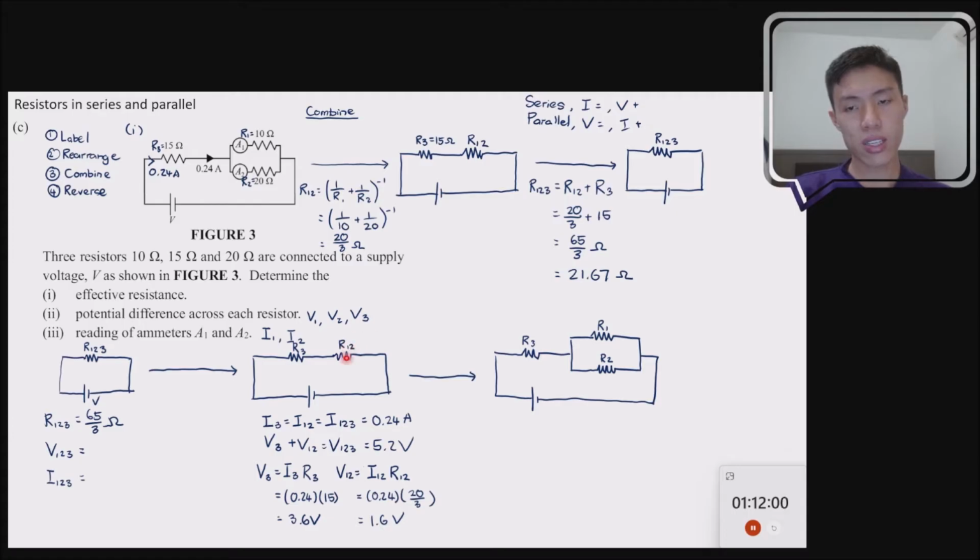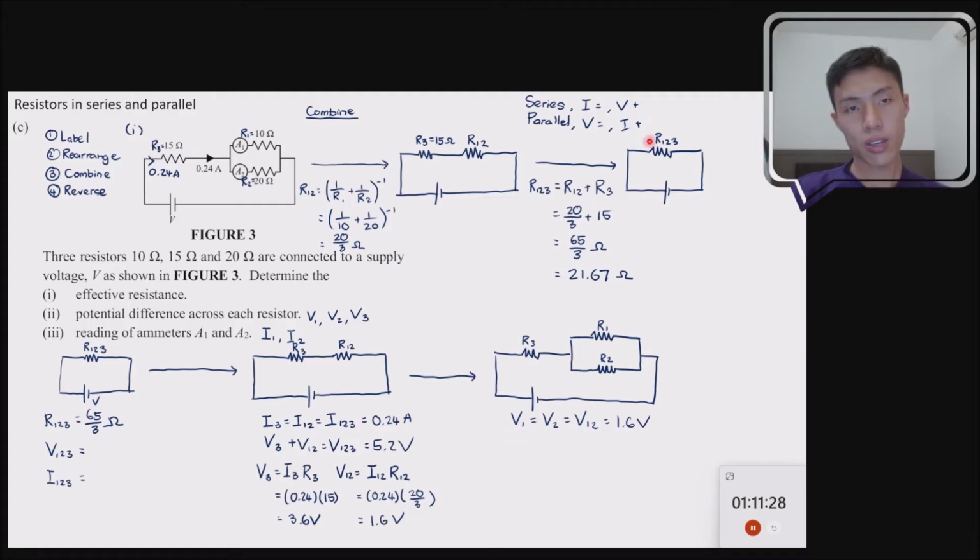For the next diagram, we see that R12 is split into R1 and R2. And we know that R1 and R2 are connected in parallel. So for parallel, their voltage is the same. So which resistors are involved? It's only R1 and R2 involved, so we are going to ignore R3 over here. Just consider R1 and R2. Their voltage should be the same. So V1 should be equal to V2, which should be equal to V12. We have the value, which is 1.6 volt.